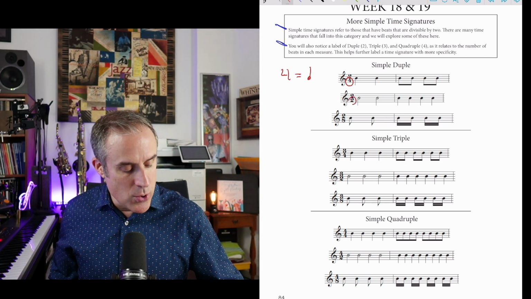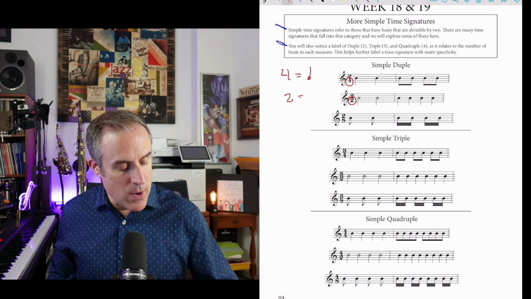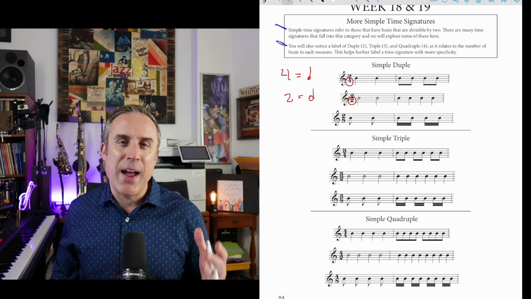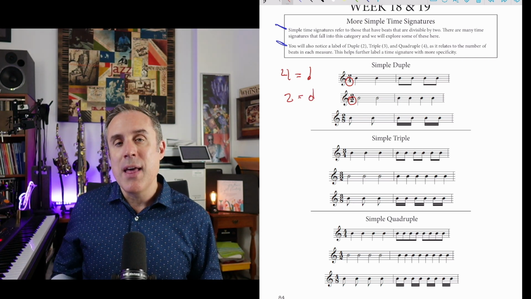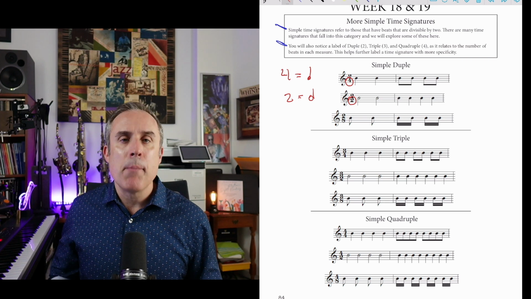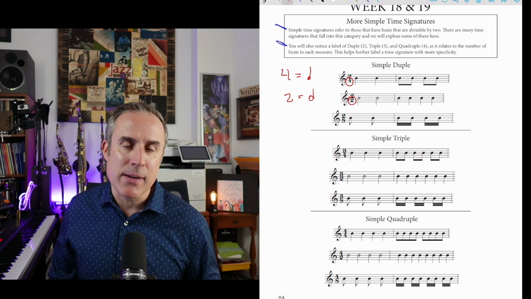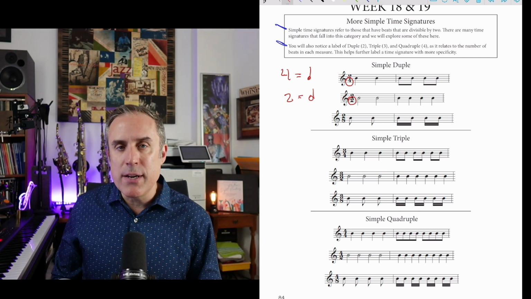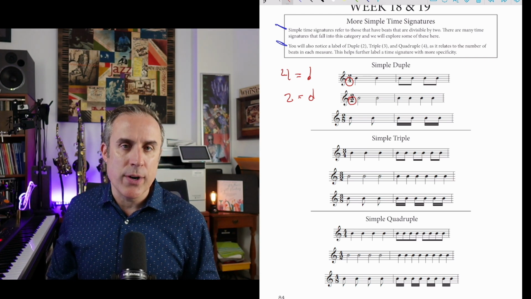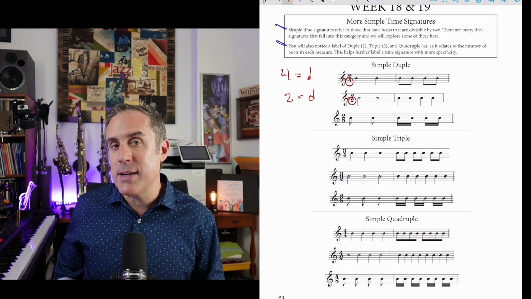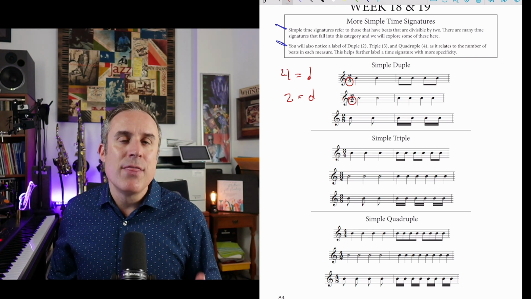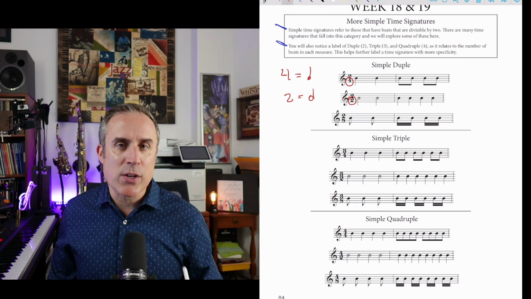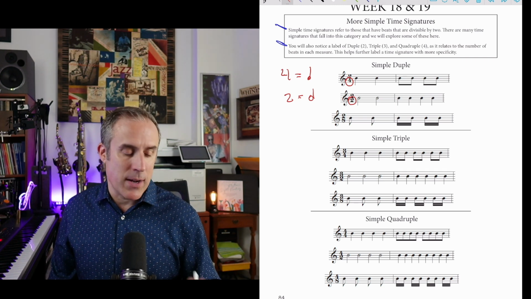There is a 2 on the bottom. When there's a 2 on the bottom, that refers to a half note. So in this one, there will be 2 beats in the measure, but the half note will be getting the beat, and the half note can be equally divided into 2 quarter notes. This is also known as cut time or alla breve. This will be further discussed in week 20, so stay tuned for more on cut time.